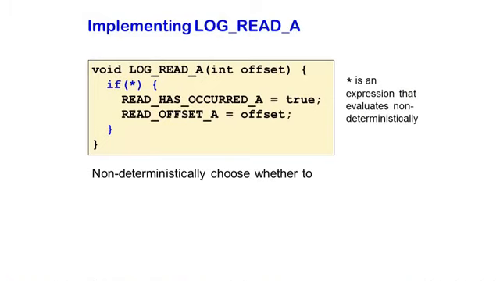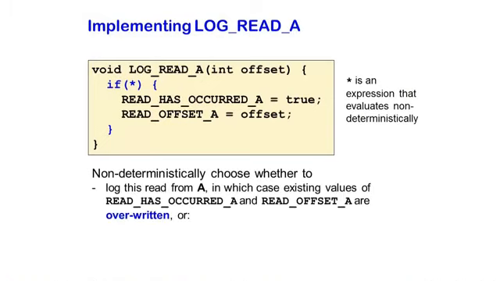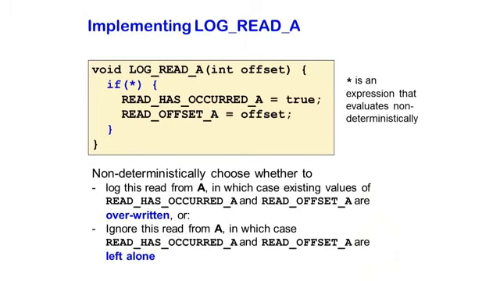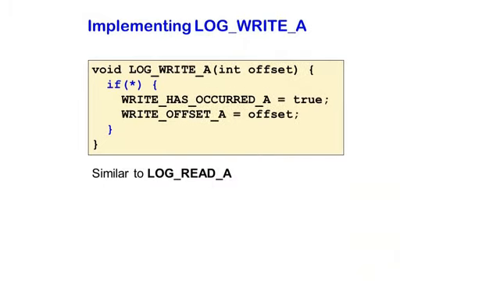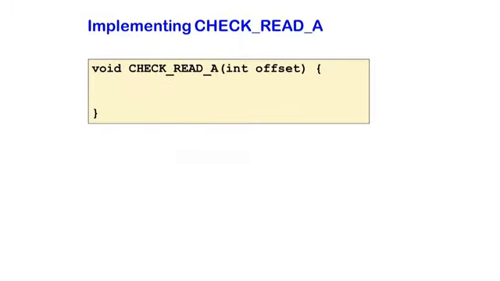Like I said, star is an expression that evaluates non-deterministically. So we non-deterministically choose to either log this read from A, in which case the existing values of read has occurred and read offset are overwritten, or we ignore this read from A and keep logging whatever we were already logging, if anything. Log write A is completely similar to log read A.